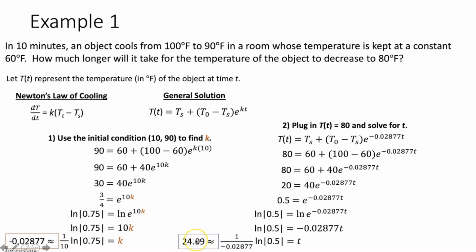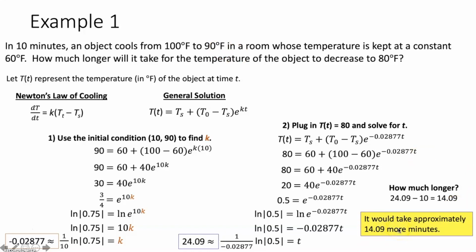Now the question is, what did we just find? We found that it takes about 24 minutes for the object to cool from 100 degrees Fahrenheit to 80 degrees Fahrenheit. But if you read the question closely, it's kind of a trick question. It says how much longer will it take for the temperature of the object to decrease to 80 degrees Fahrenheit? Meaning, we already know it has taken 10 minutes to cool from 100 degrees Fahrenheit to 90 degrees Fahrenheit. We're saying how much longer will it take to go from 90 degrees to 80 degrees? So all you have to do is take that 24 minutes that it took to go from 100 to 80, subtract out that 10 minutes that it took to go from 100 to 90, and you get 14.09 minutes. Meaning, it would take approximately 14.09 minutes longer to cool from 90 degrees to 80 degrees.